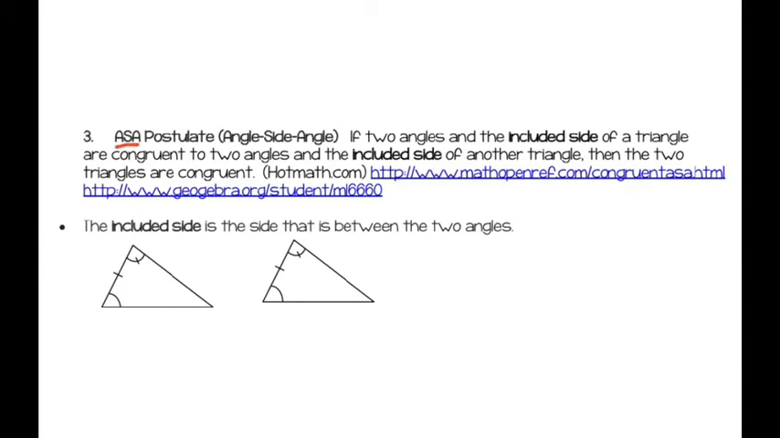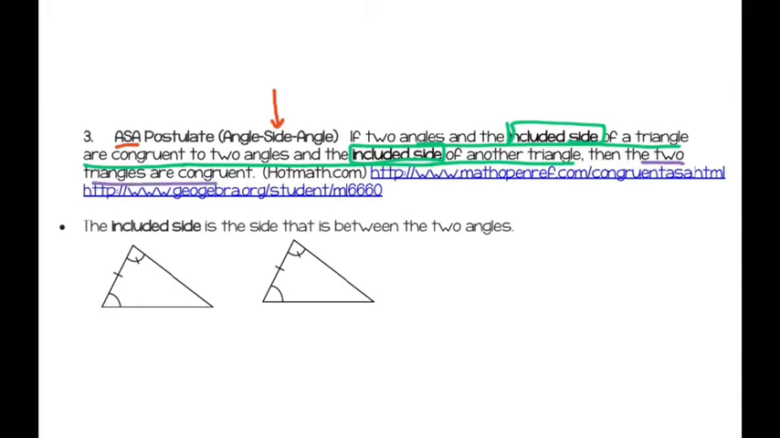So just like last time with the side, angle, side, and the angle had to be included, this time it's the side that has to be included. So you're going to have two angles and the included side. So let's look at the conditional statement. If two angles and the included side of a triangle are congruent to two angles and the included side of another triangle, so notice included side, then the two triangles are congruent.